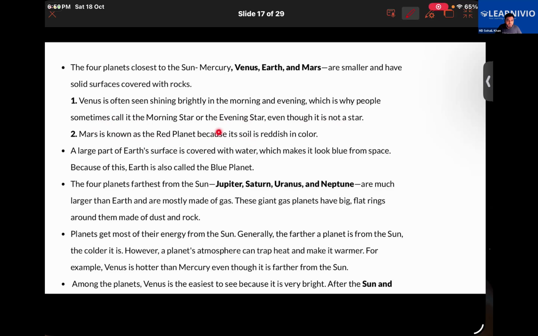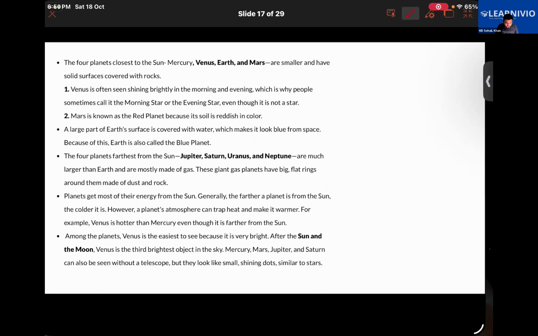Talking about our own Earth, a large part of Earth's surface is covered with water, which makes it look blue from space. Right? When we look at it, it looks blue, so that's why it is called the blue planet. These were the interesting facts about the first 4 planets.